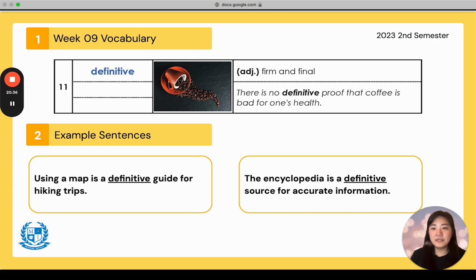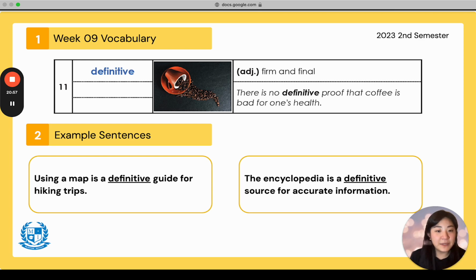The bottom, using a map is a definitive guide for hiking trips. So if you had a map, paper map, or what does everyone use? They use their cell phone map. That is a firm guide, and it's something that you can trust to go through your hiking trips, so you know which way to go.